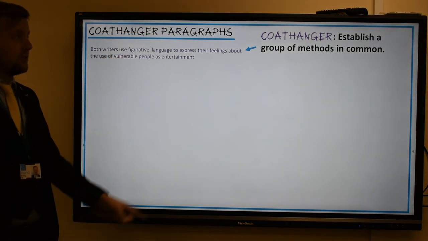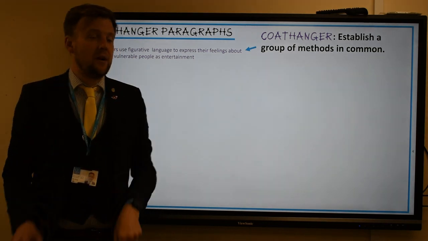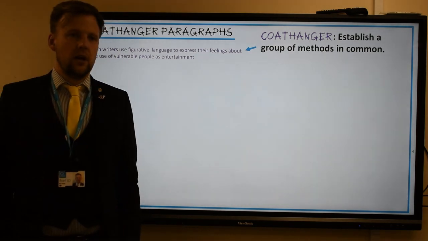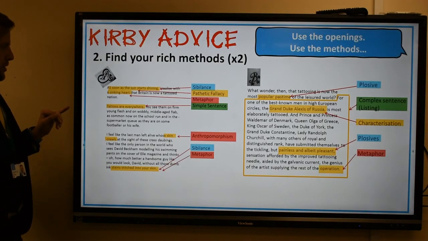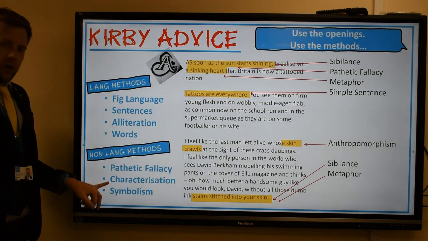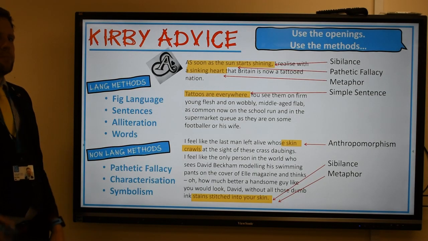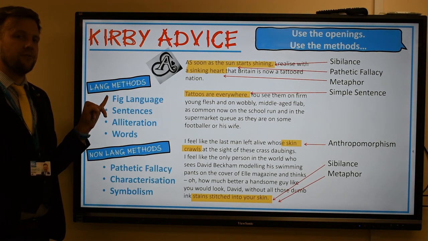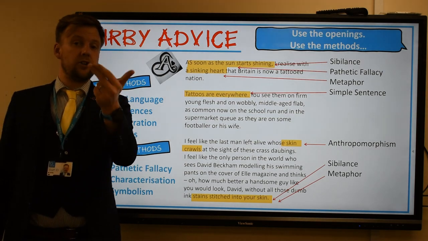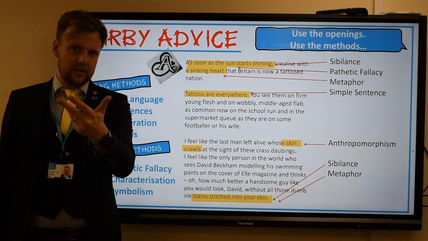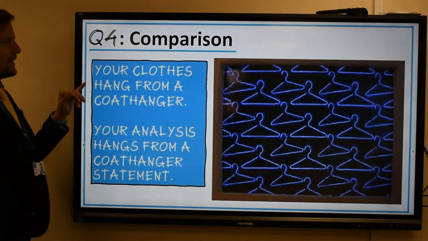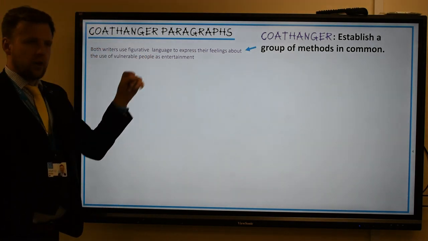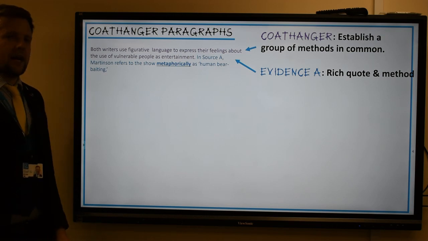Here is my model paragraph. A coat hanger statement establishes the method in common. Both writers use figurative language, or both writers use alliteration. Make it easier for yourself by making sure your figurative language is one of the groups. Don't say both writers use a simile, because you're going to find it very difficult to find two similes. But you're highly likely to find a piece of figurative language, so a metaphor, simile, personification, or zoomorphism in both of your texts. Okay? So make it easy for yourself and make that statement nice and broad by making it a group.